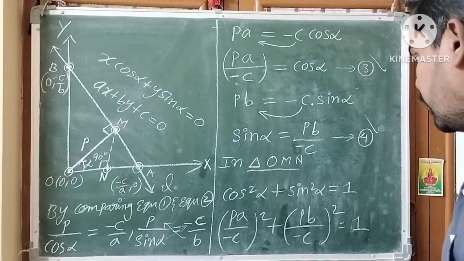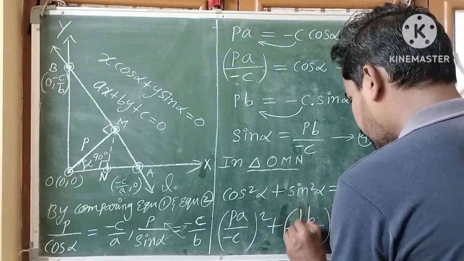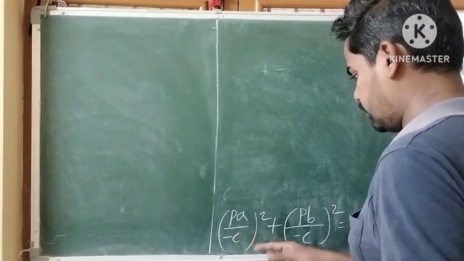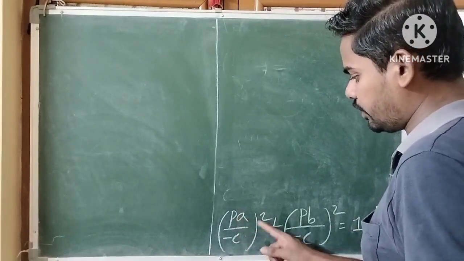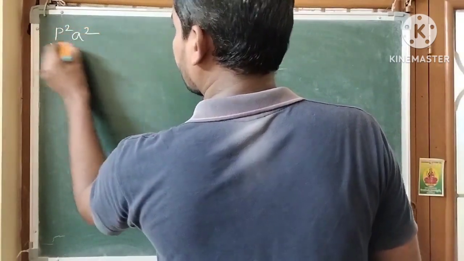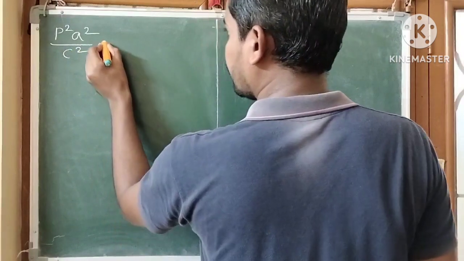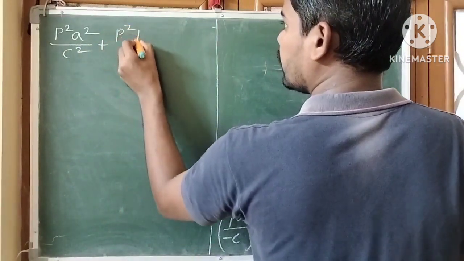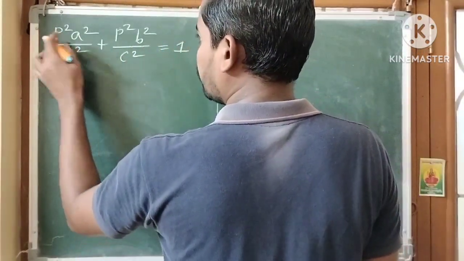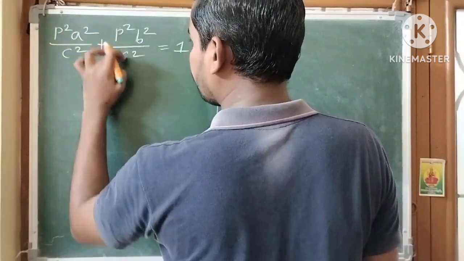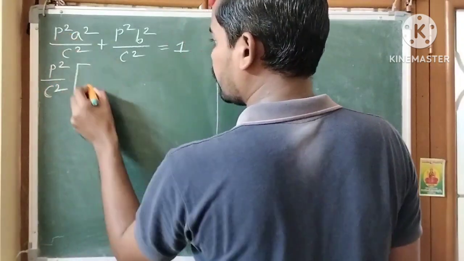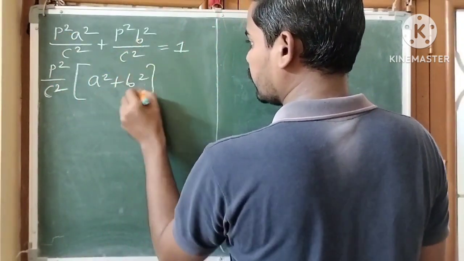Let us see what we will get. Using this equation, we can find the p value, the length of the perpendicular. Let us simplify further. (pa by minus c) whole square gives p square a square by c square, plus p square b square by c square is equal to 1. What are the common terms? p square by c square is common. Take out p square by c square, and the remaining is a square plus b square, equal to 1.